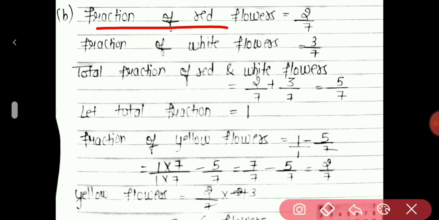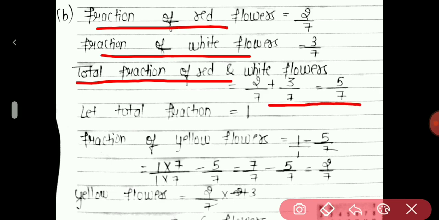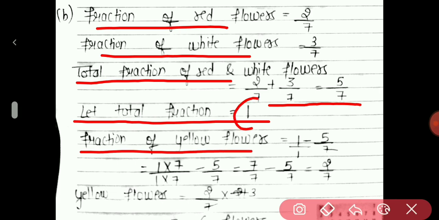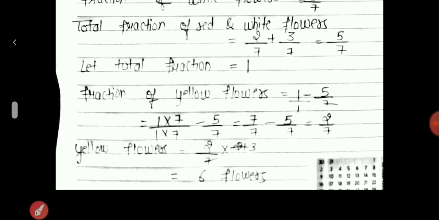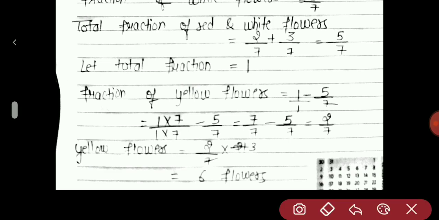Fraction of red flowers 2 upon 7. Fraction of white flowers 3 upon 7. Total fraction of red and white flowers, we will add them, 5 upon 7. Let the total fraction be 1. Fraction of yellow flowers, we will subtract 1 minus 5 upon 7. Change into like fractions and subtract them. We will get the answer 2 upon 7. So this is the fraction of yellow flowers. Now we have to find out the total number of yellow flowers. We will multiply it with the total number of flowers and we will get the answer 6 flowers.